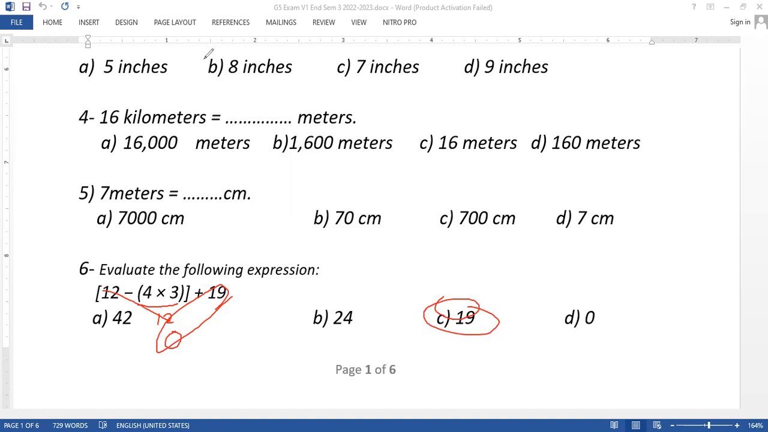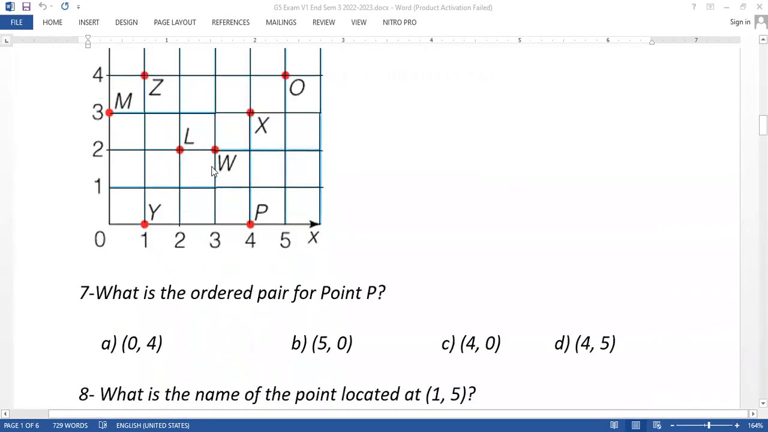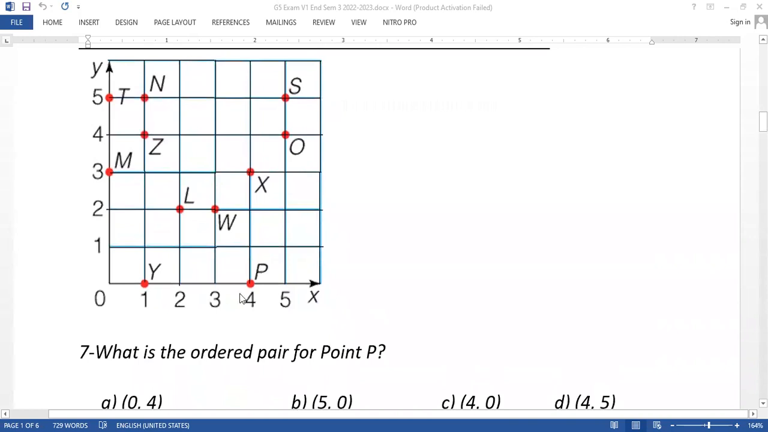Next question. What is the ordered pair for point P? Where's point P? Here's point P. First of all, we should note that it is on the x-axis, so the y should be 0. Now from the 0, how many units do we move to the right? 1, 2, 3, 4. So it's 4 and it's on the x-axis, so the y should be 0. So the answer is C.